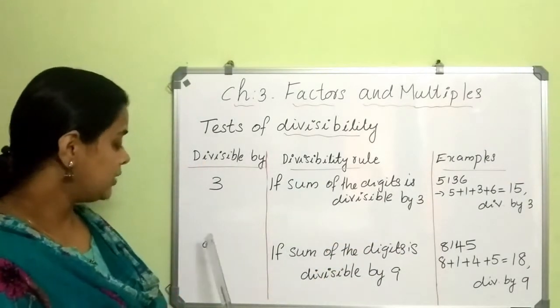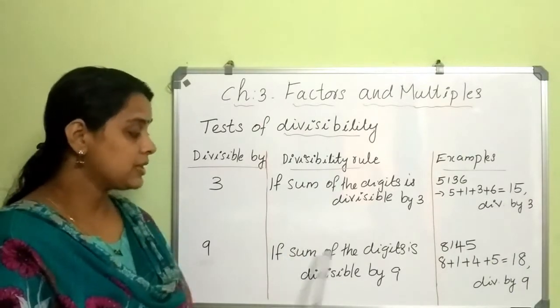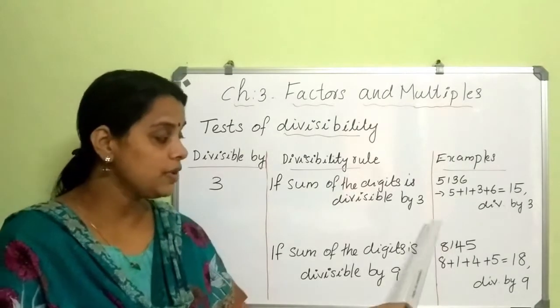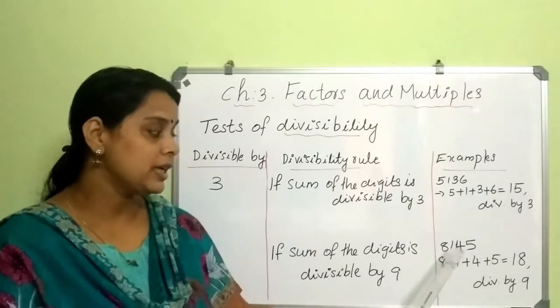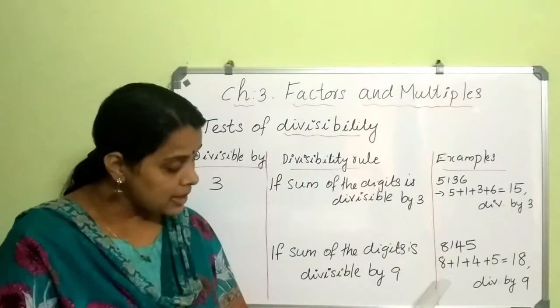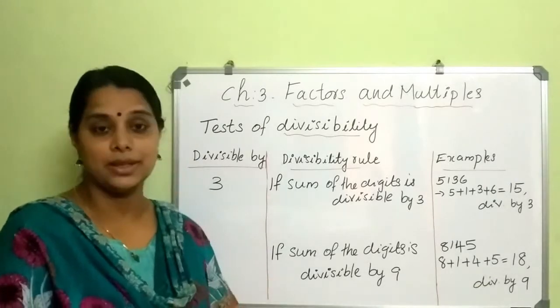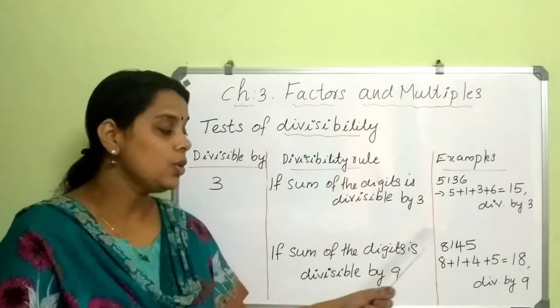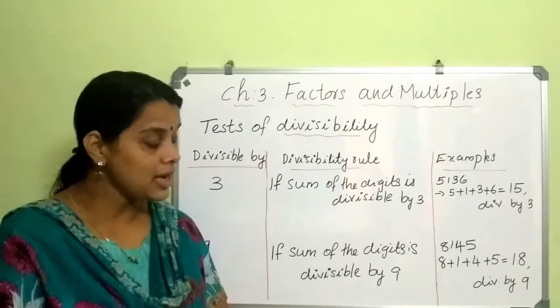Next is divisible by 9. How to check? The rule is if the sum of the digits is divisible by 9. Here also we need to add the digits. The number is 8145: 8 plus 1 plus 4 plus 5, that is equal to 18. We know 9 twos are 18, so 18 is divisible by 9. So the number is divisible by 9.